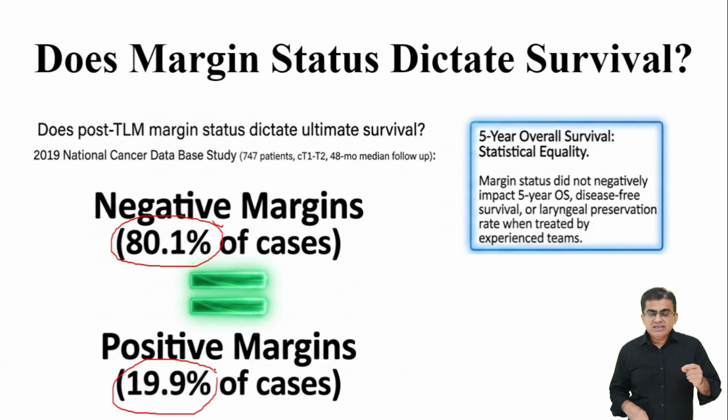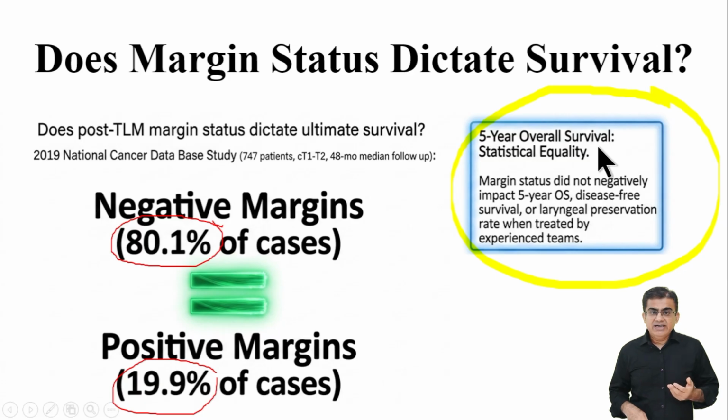Was there any difference in survival between the two groups? The result was highly unexpected. The 5-year overall survival rate was statistically equal between both groups. Having a positive margin did not negatively impact the patient's ultimate survival. It also did not lower their chance of keeping their larynx.